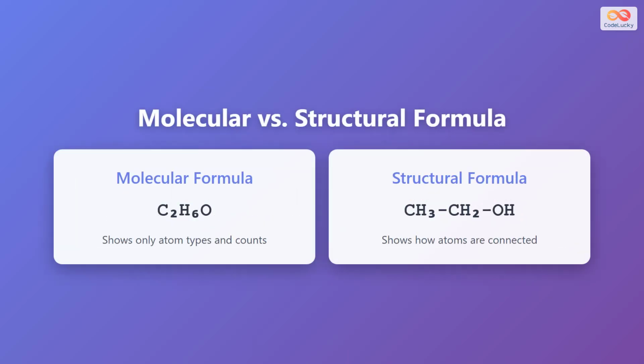Let's compare two ways of representing the same molecule. The molecular formula C2H6O only tells us the types and numbers of atoms present: 2 carbons, 6 hydrogens, and 1 oxygen. In contrast, the structural formula CH3-CH2-OH shows us exactly how these atoms are connected. The carbons are bonded in a chain, and the oxygen is attached to the second carbon as part of an OH group.